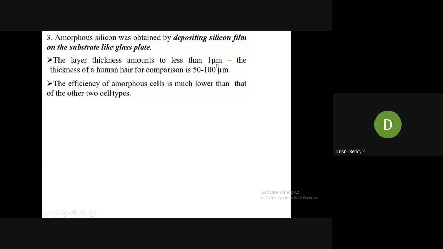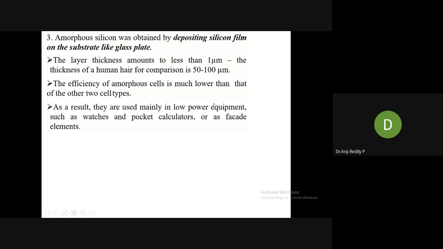And what about the efficiency of these amorphous cells? These amorphous cells have less efficiency compared with the previous two. Compared with the crystalline silicon cells, amorphous silicon cells have less efficiency. The efficiency of the amorphous silicon cells is much lower than that of the other two cell types, the monocrystalline and polycrystalline silicon solar cells.